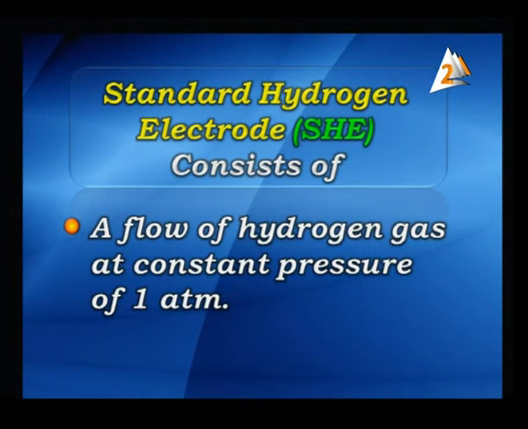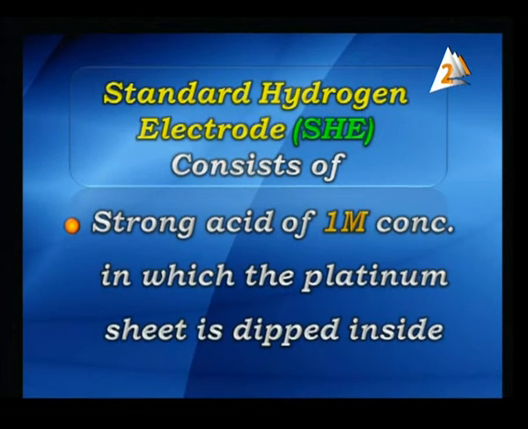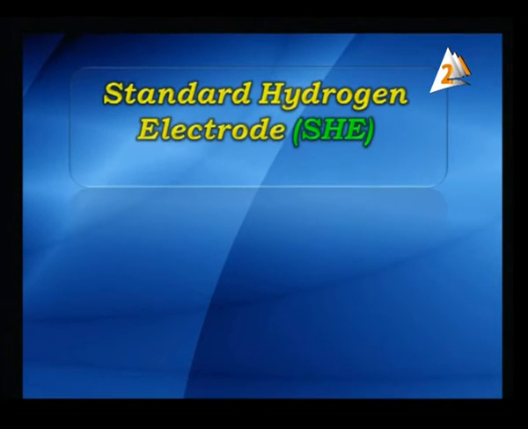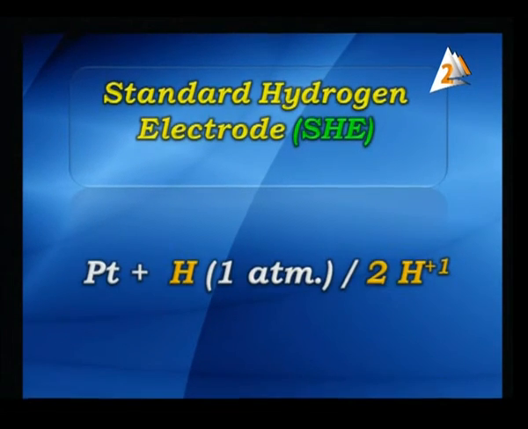And we have another part. We say the hydrogen depends on its standard. So number 3, a strong acid of 1 mole concentration in which the platinum sheet is dipped. In particular, we need this acid to start the reaction. What else? The standard hydrogen electrode, SHE, is represented by the following diagram.